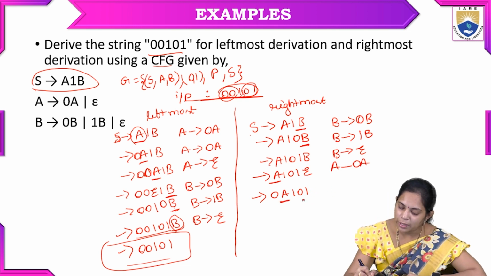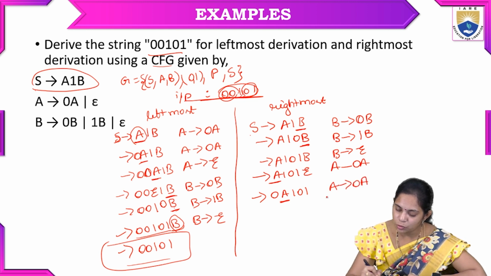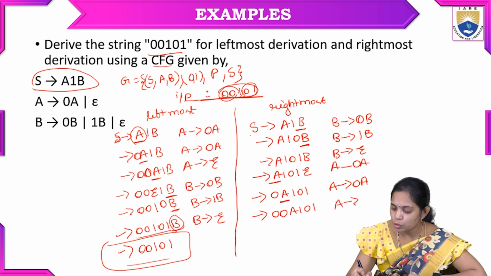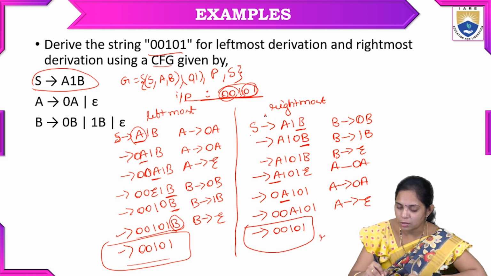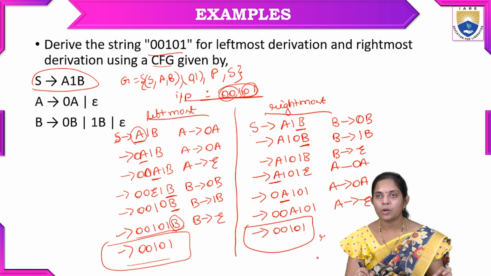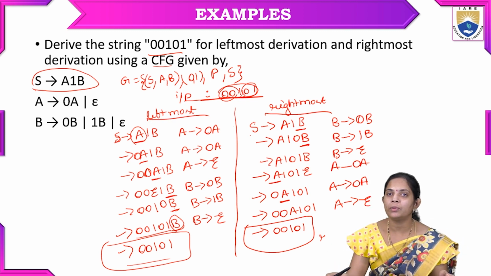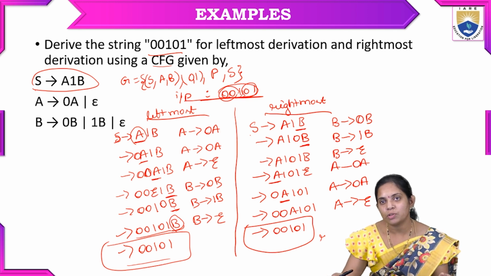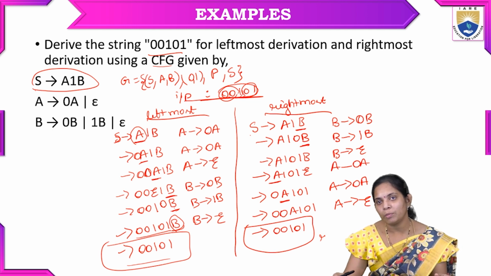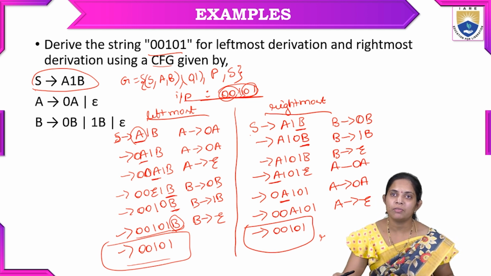And here what is the only non-terminal we have? We will substitute A tends to 0A. So 0 0 A, again A 1 0 1. So if you substitute A tends to epsilon, we will get the input string. So this is the rightmost derivation. So we got the input string. For the production rules, this is how we have to derive the leftmost derivation and rightmost derivation for the given input string. So these are the examples of leftmost and rightmost derivation in the context-free grammar.